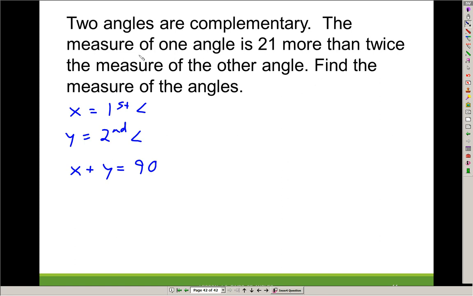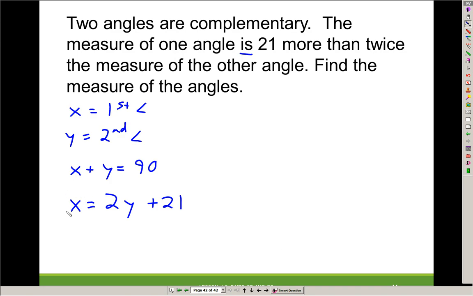The measure of one angle is 21 more than twice the measure of the other angle. There's an equation there. The measure of one angle, let's call that one X, equals 21 more than. When it's 21 more than, that means I'm adding 21. And I'm going to have something plus 21. 21 more than twice. Twice, it's happening two times. I'm doing 2 times something. 2 times what? Twice the measure of the other angle. That'll be 2 times Y.